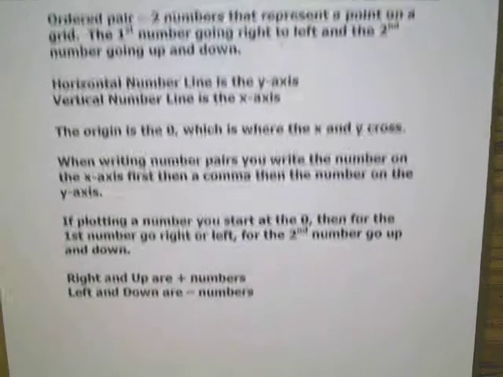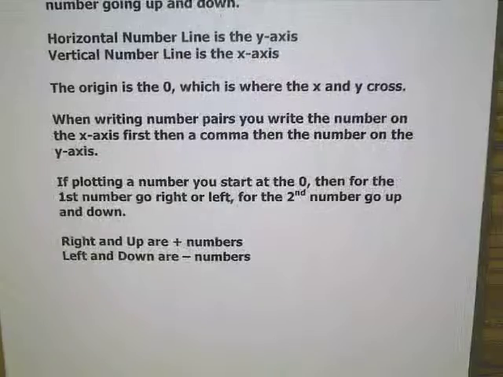Okay? So here is that. Right and up are positive numbers. Left and down are negative numbers. And the reason I wrote it as right and up is because we would write it X and Y. Left and down, X and Y. So we always either go right or left first, and then we go up or down second.